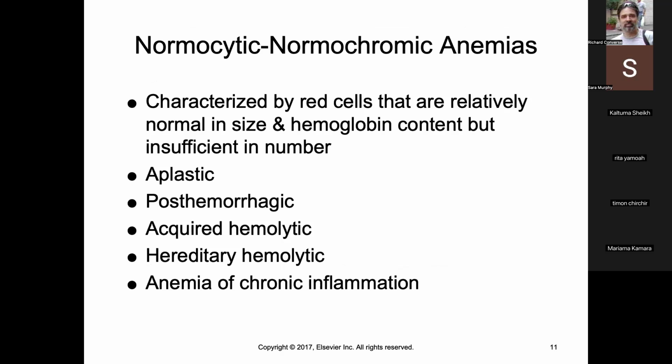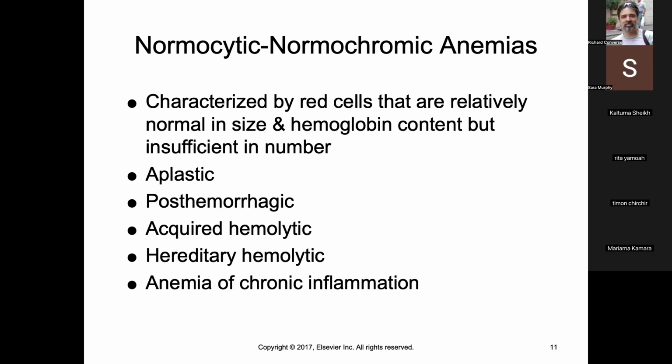Normocytic, normochromic anemias are characterized by RBCs that are normal in size and hemoglobin, but low in number. They can be aplastic. You can have post-hemorrhagic, okay, acquired hemolytic, hereditary hemolytic, and anemia of chronic inflammation.